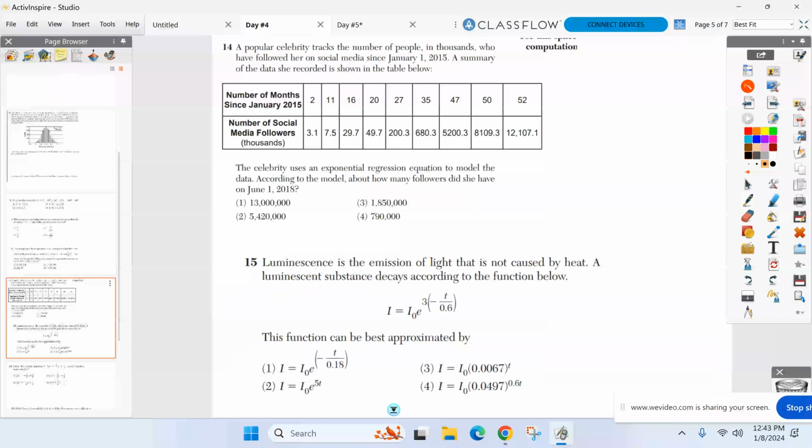All right, so we've got this popular celebrity tracking her social media hits. And here's the summary here. The celebrity used, and I don't know if this is familiar from last year or not, an exponential regression equation to model this. So on June 1st, 2018, approximately how many followers did they have? Well, first, before I get into this whole exponential regression, we should be able to eliminate at least 2 of these, I think, because it doesn't fit into the chart where it should be.